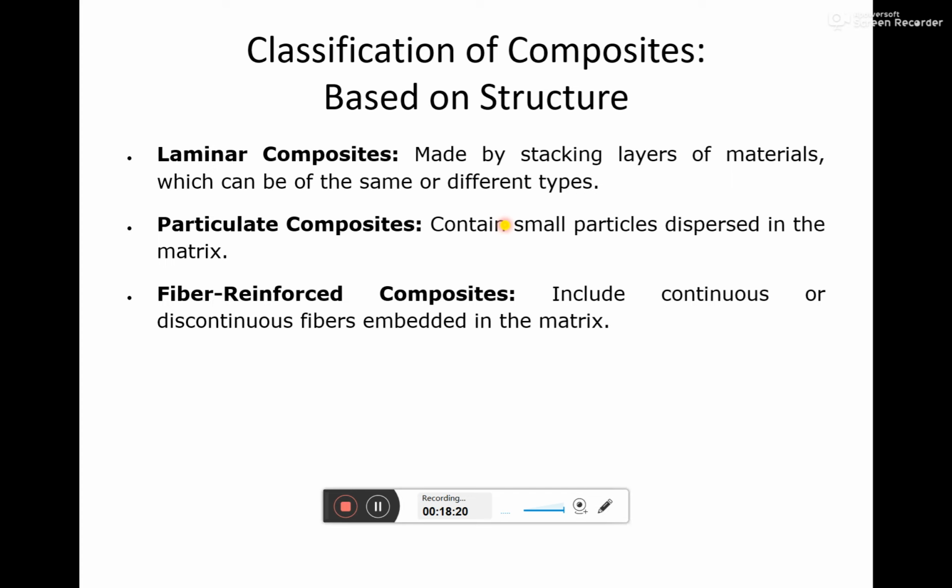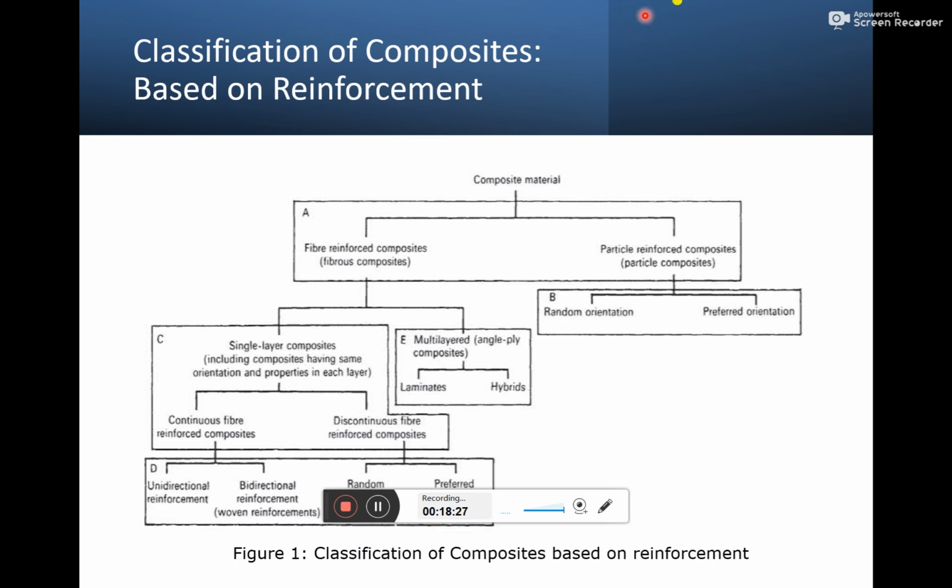And after that, I discussed the classification based on the structure. Mainly these composites are classified as laminar composites, particulate composites, and fiber reinforced composites. And one more variation of this composite classification is based on the reinforcement, where they are classified as fiber reinforced composites and particle reinforced composites.